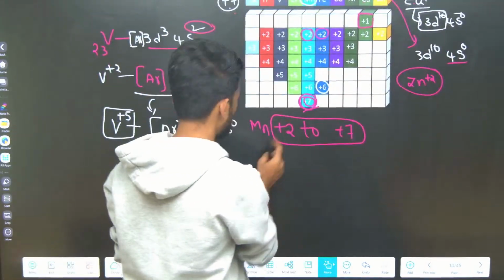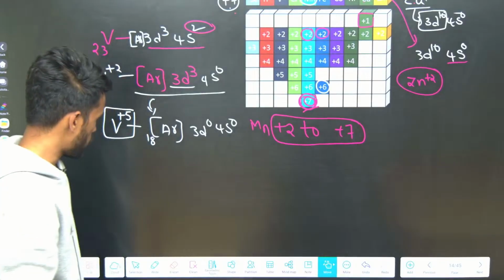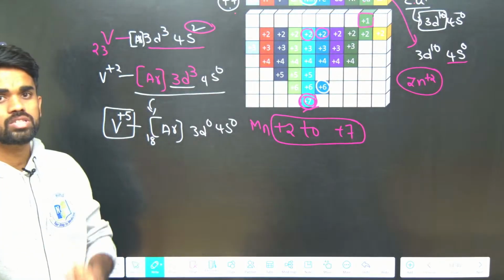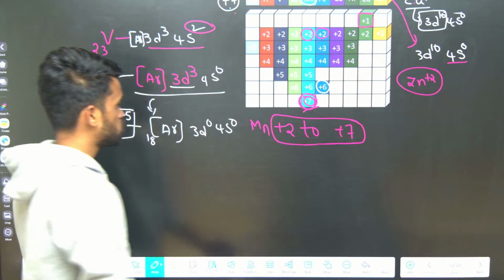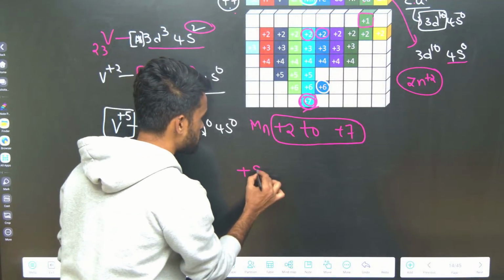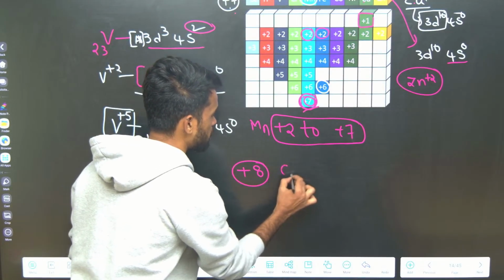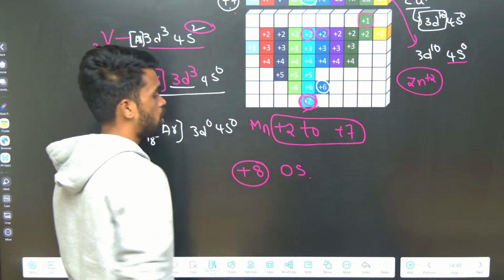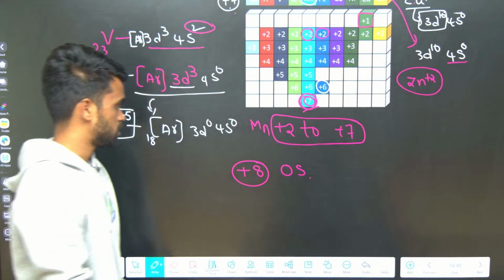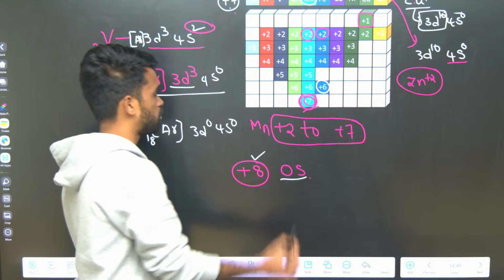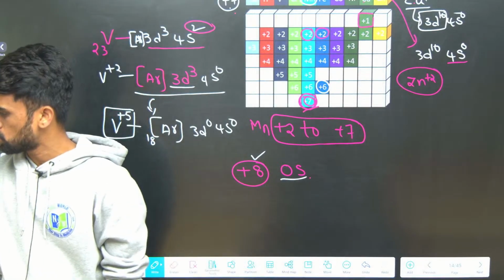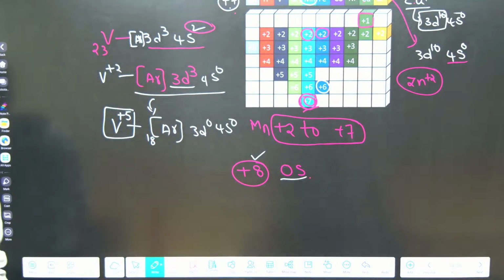Next, in the complete d block elements, what is the maximum oxidation state possible, they may ask. The maximum oxidation state possible is +8, and that is shown by osmium. What is that? Osmium. Remember this. Osmium can show the +8 oxidation state also. Remember these very, very important points.